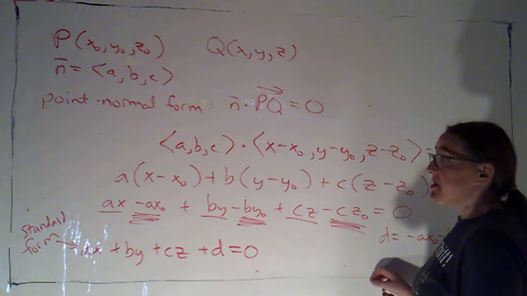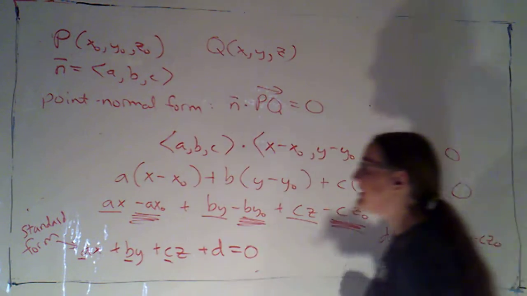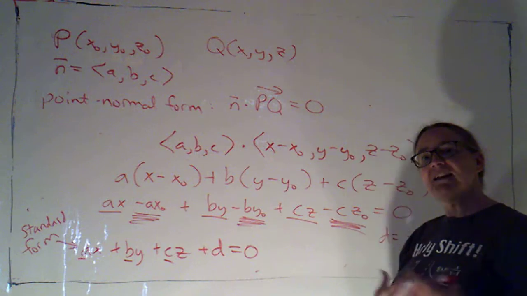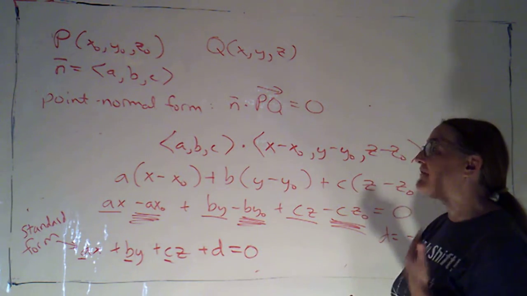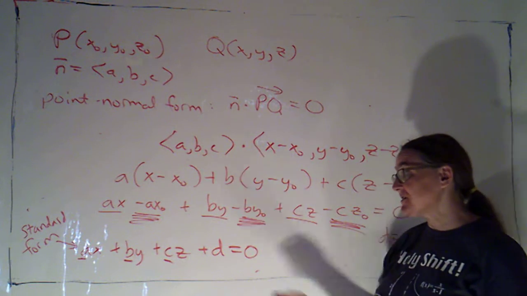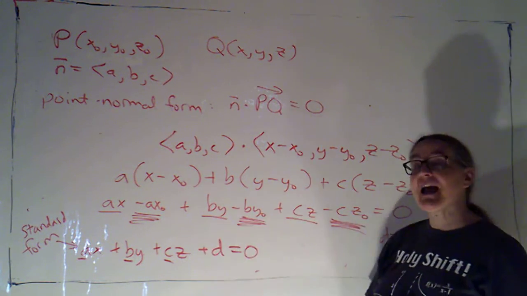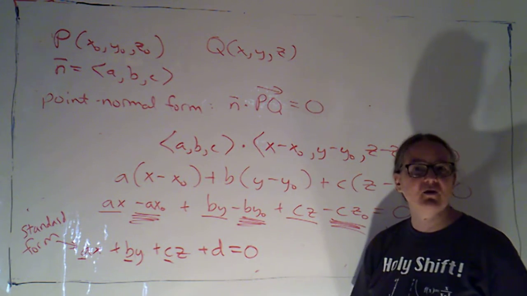One thing that's nice to notice is that the coefficients in front of x, y, and z tell me what the normal vector is. So if I'm finding an equation for a plane, I'm almost always going to put it into point normal form. If I'm given an equation for a plane, it's usually given to me in standard form or some slight variation on that, but I can pick out just from looking at the equation a vector that would be normal to that plane.